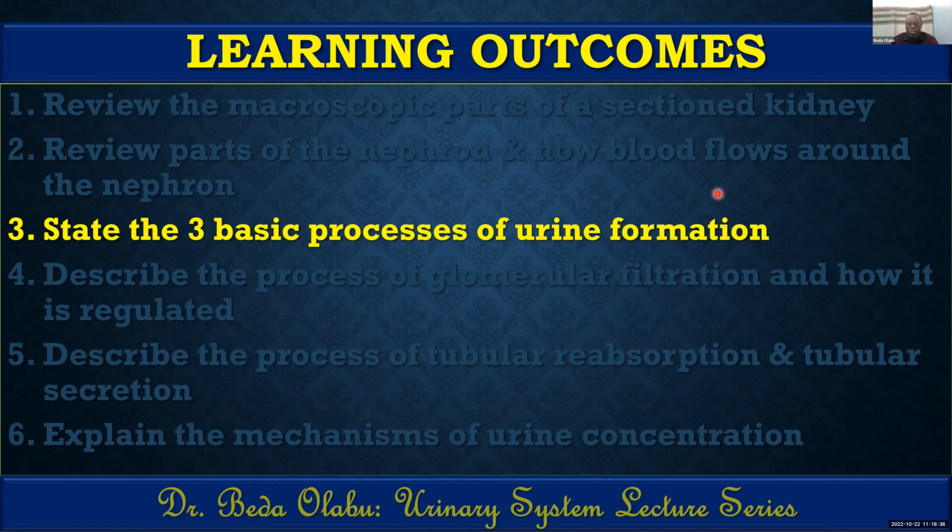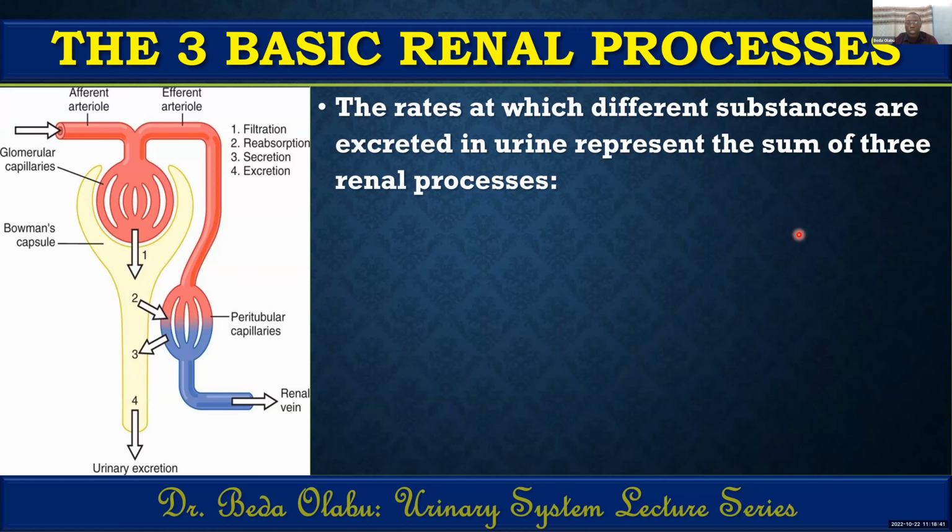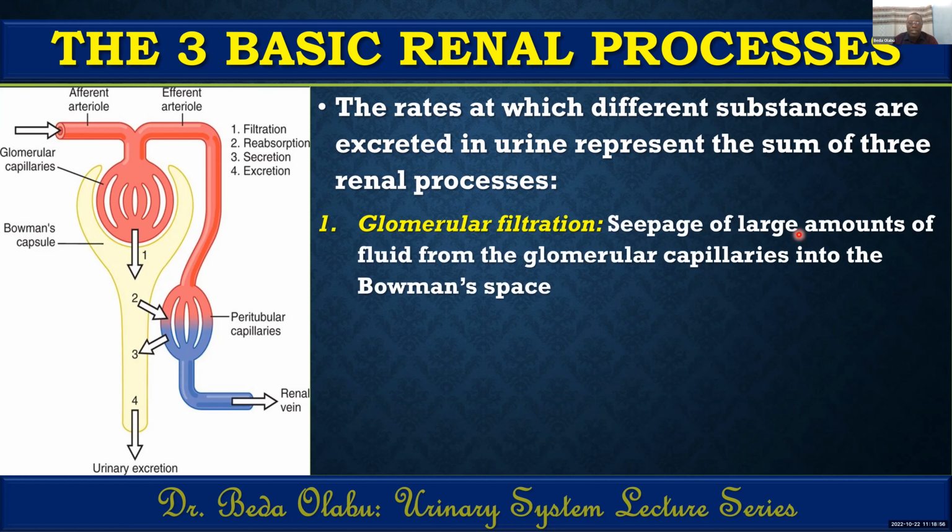The 3 basic renal processes. These are the mechanisms that underlie formation of urine. Now, the rate at which substances are excreted from the body through the urine actually represents the sum total of these 3 processes. The first one is what we call glomerular filtration. We'll talk more about it, but in simple terms, it is the seepage of large amounts of fluid from the glomerular tuft of capillaries into the Bowman space.